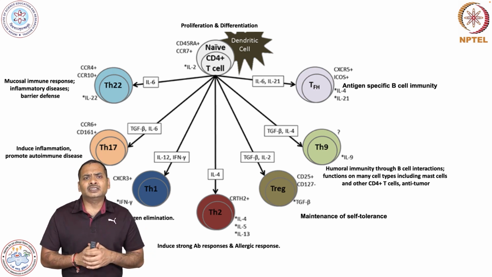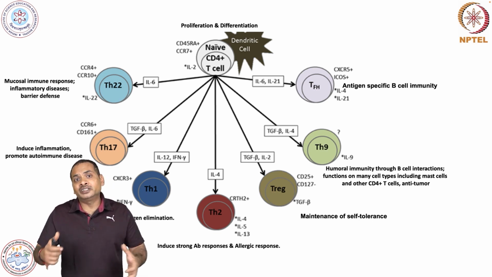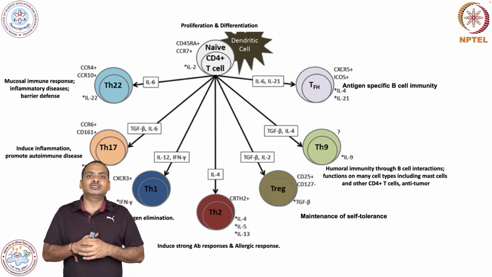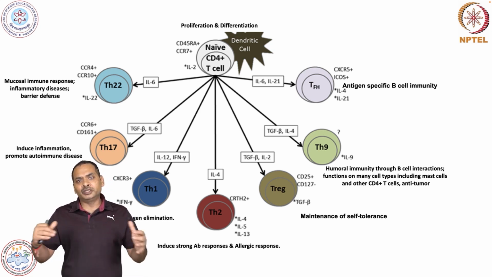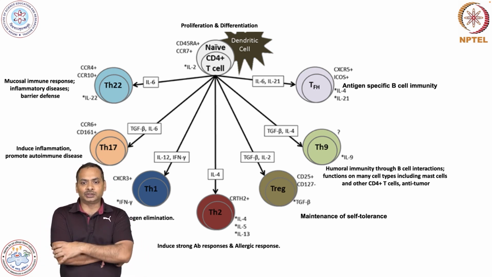There is a Treg cell. A Treg cell is basically a regulatory T cell, and these regulatory T cells play an important role in damping T cell mediated immune responses.